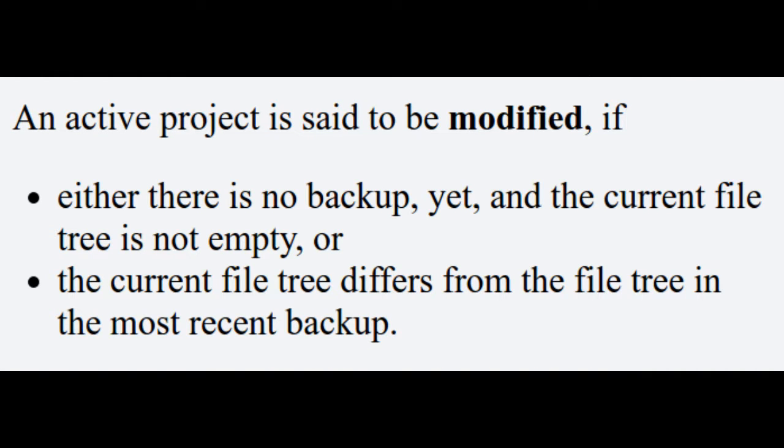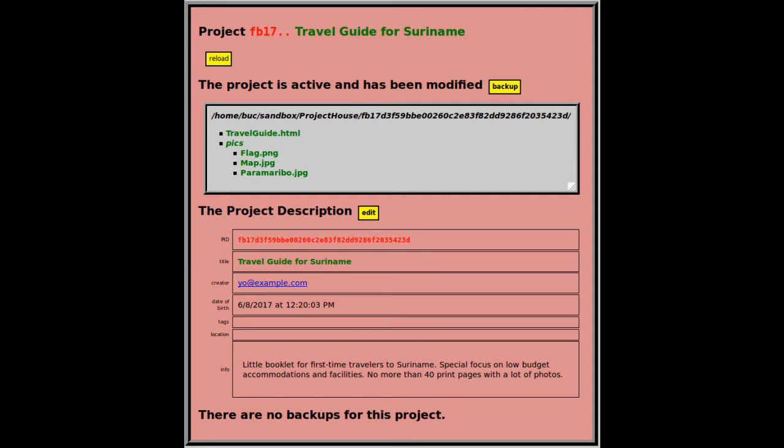An active project is said to be modified if either there is no backup yet and the current file tree is not empty, or the current file tree differs from the file tree in the most recent backup. We can also see this in the gray box for the file tree. A project is not modified if and only if all items in the project tree are black. This example project has 5 new items, all in green, so it is modified.